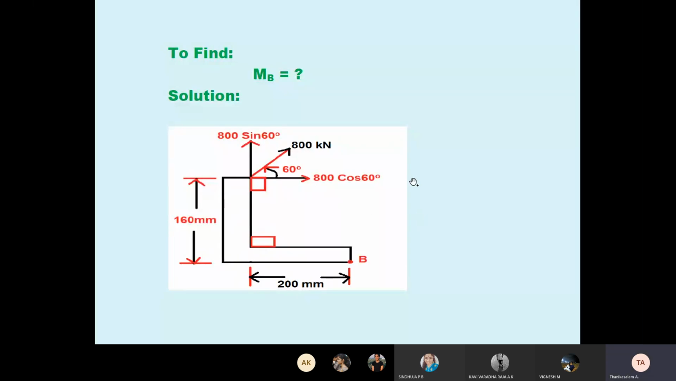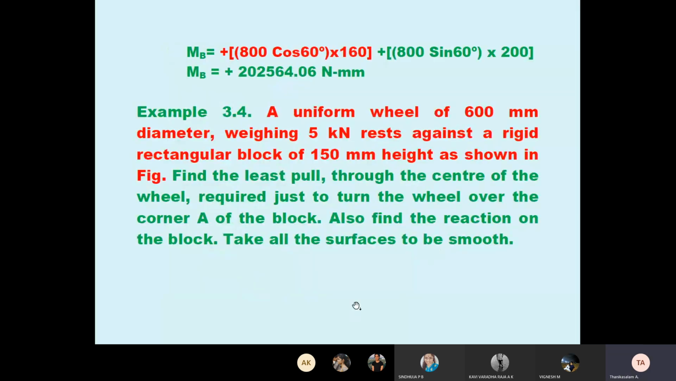See, blindly see what is perpendicular with respect to point B. The 800 sin 60 goes vertically upward, it is 90 degrees. So 800 sin 60 into 200. Similarly, see here, 800 cos 60 goes horizontal, but with respect to point B it is a perpendicular, the line of action. So 800 cos 60 into 160 mm. Do you see the distance? The distance from the point and the force. The 200 means the distance for 800 sin 60. Similarly, the 160 means, with respect to B, the 800 cos 60 is acting at 160 mm.